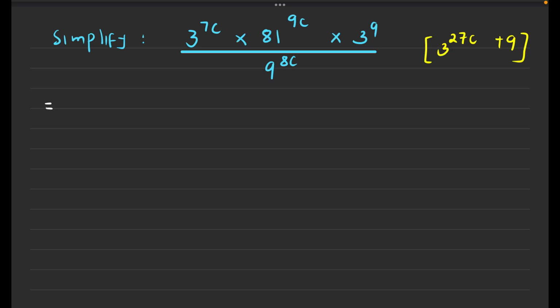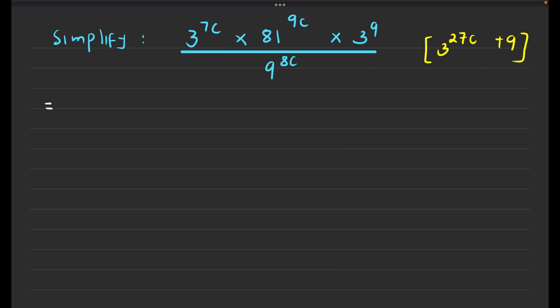Simplify 3 to the 7c times 81 to the power 9c times 3 to the 9th, all divided by 9 to the power 8c. So I just want you guys to do that at home and see if you're going to get 3 to the 27c plus 9.